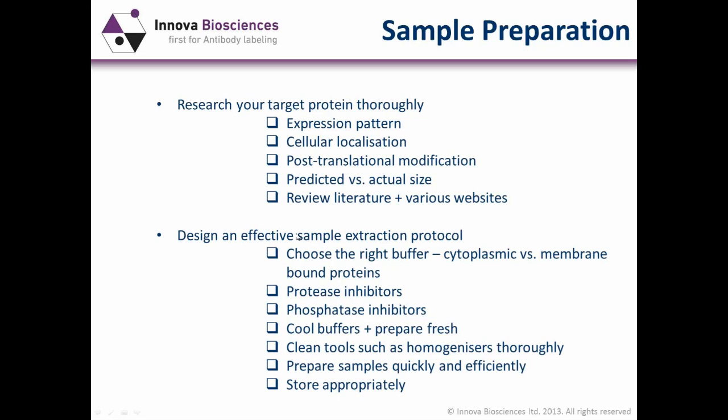You have to design a sample extraction protocol based on the information you gained from the previous step. It's important to choose the right buffer, and there's plenty of instructions out there in regards to what type of buffer you would use, whether it be RIPA buffer, or Dounce homogenization. The information on the websites is quite abundant. But again, the localization will affect how you design this step.